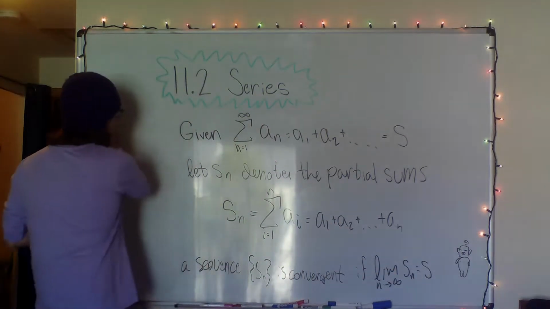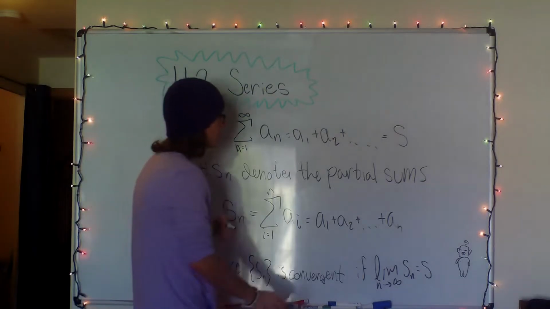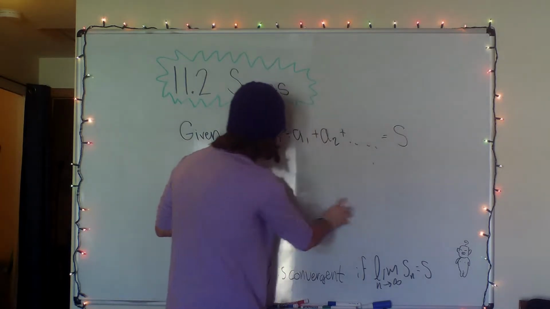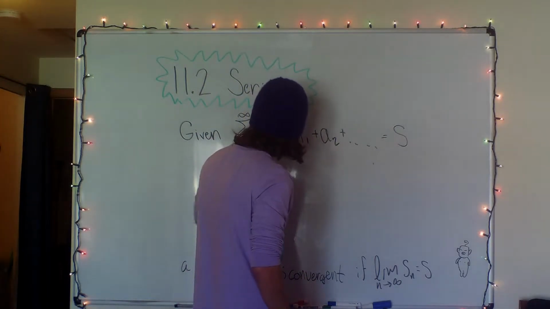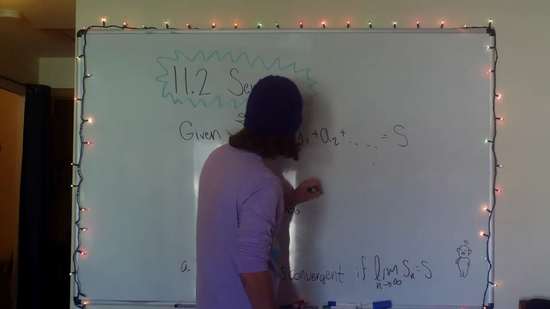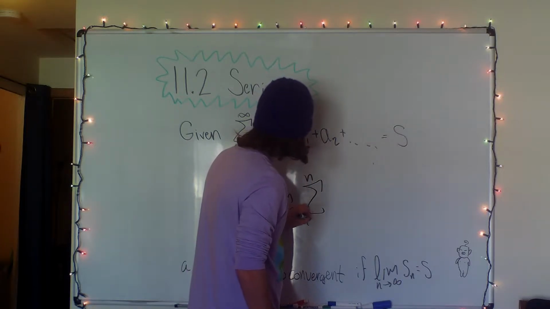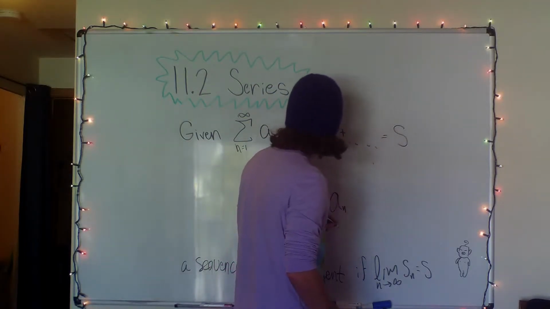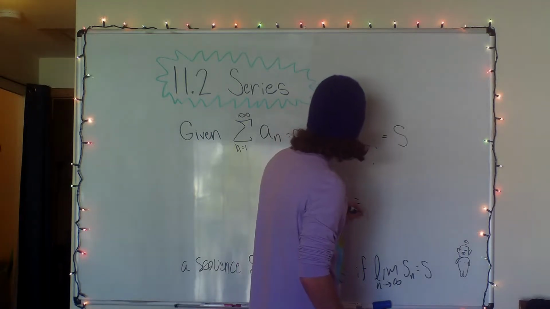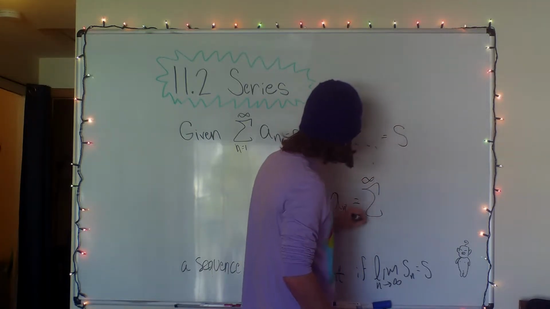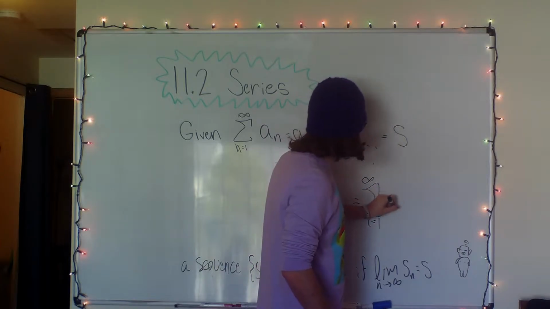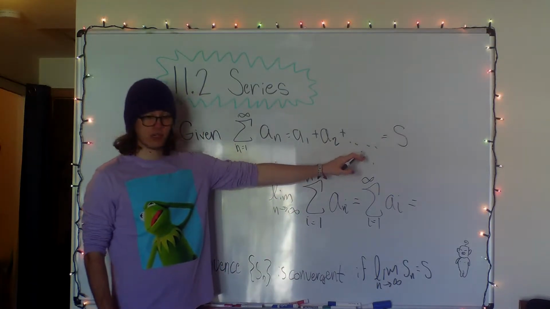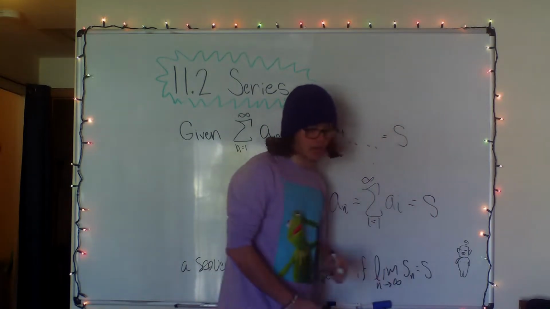So we can think of this notation, from 1 to infinity, as the same thing as taking the limit as n approaches infinity of the sum from i equals 1 to n of an, or ai. This is equal to the summation from i equals 1 to infinity of ai, and if the limit of the partial sums converges to s, then this would be equal to s as well.